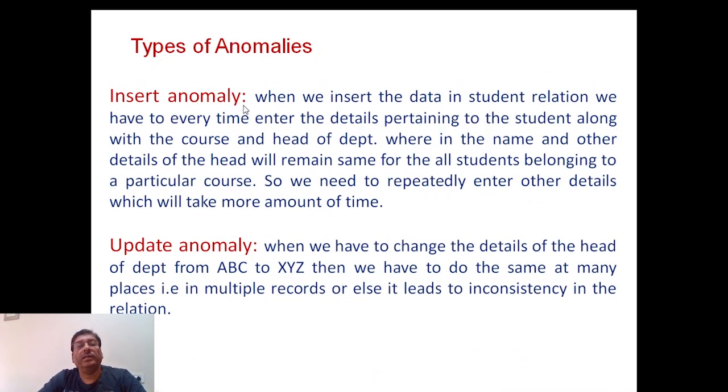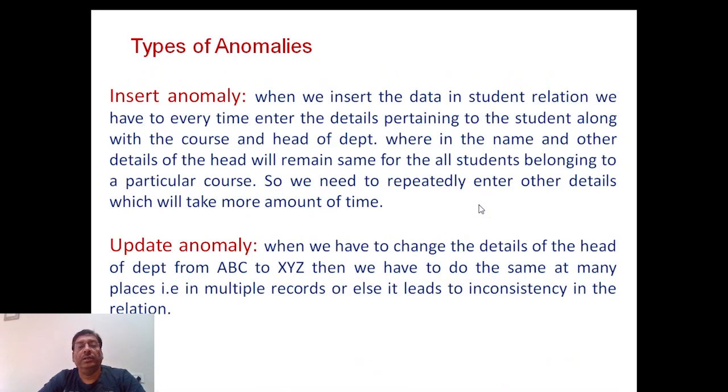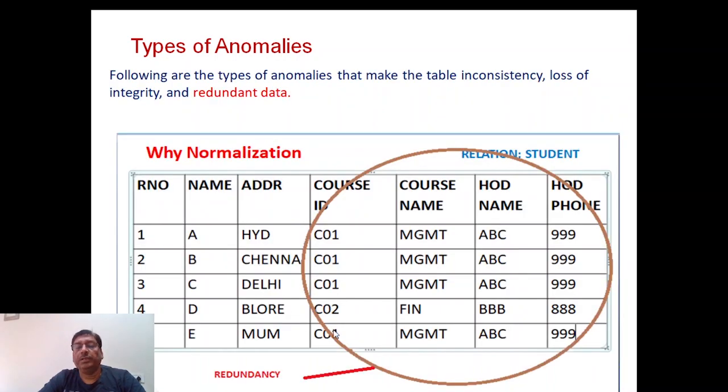What do you term this as? Insert anomaly. Similarly, whenever you try to update the data in this particular table or relation, when we try to change the details of the head of the department, for example, say the head of the department for a course called C01 has changed, and instead of ABC, you want to give the new name of the head as XYZ. So ABC has left the college and XYZ has joined the college and is designated as the head of the department. So you have to change the name of the head along with the phone number.